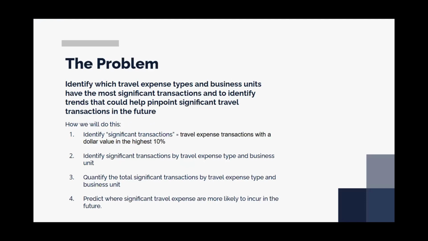Our primary goal is to identify the business units with the most significant transactions and detect trends that could help forecast which business units may incur significant transactions in the future. We will accomplish this by defining significant transactions as travel expense transactions in the highest 10% of dollar value, then identifying significant transactions by travel expense type and business unit. Then we'll quantify the total significant transactions by travel expense type and business unit, and then we'll predict which travel expenses are more likely to be incurred in the future.